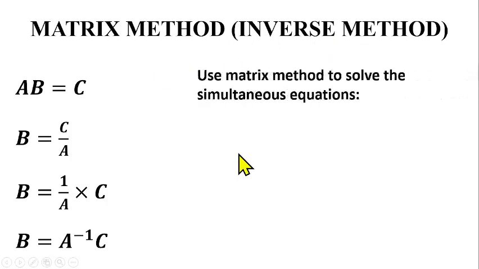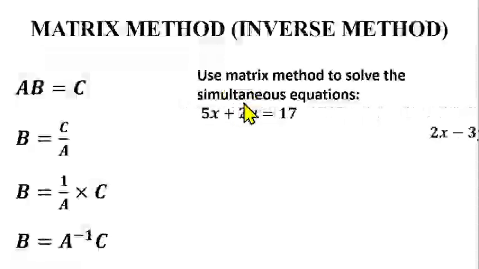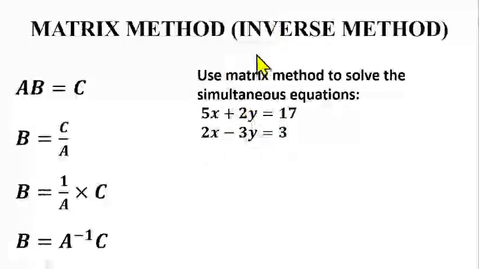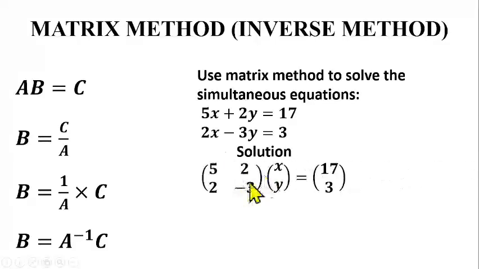So let me bring out the question. This is the question that we solved under Cramer's rule, the first question we solved, which is this one. Of course, we have to solve this using the matrix method, which is the inverse method. So the first thing to do is to remove the variables from the equations and represent it in matrix form. So that will give us this, which is what you have seen before. Now compare this and this.